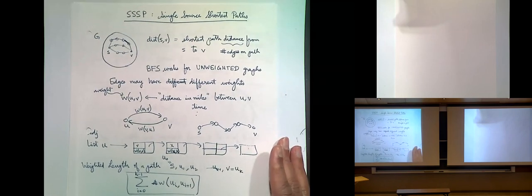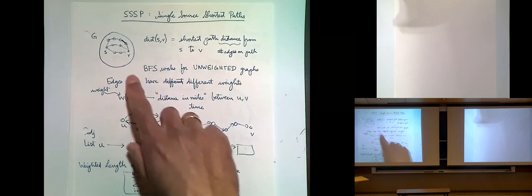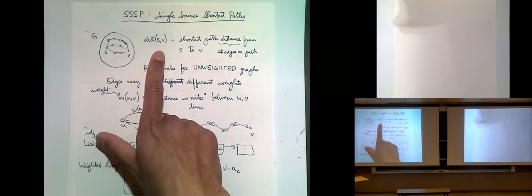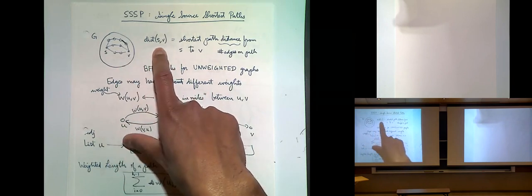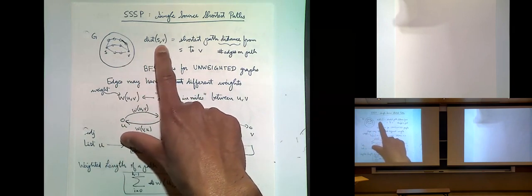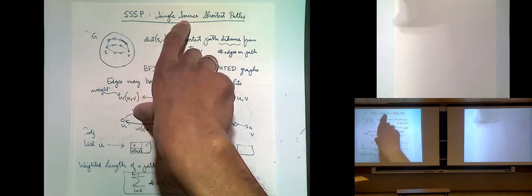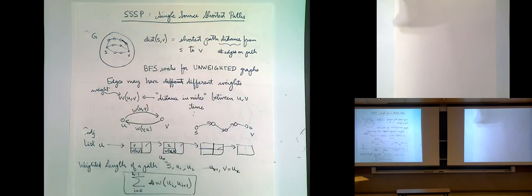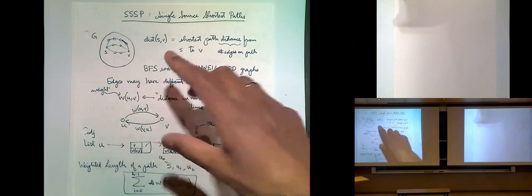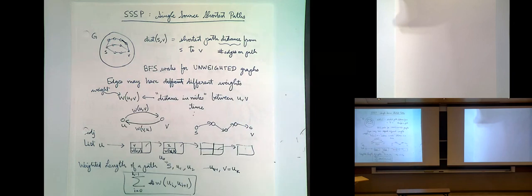So what is the problem? You have a graph, you get a source S, and you want to compute all these shortest path distances from S to V. So you fix S and you want it for all V, right? So that's why it's called a single source shortest path. And if the graph is unweighted, meaning that you're just counting the number of edges on a path, then this is just breadth first search. You can do this with breadth first search.